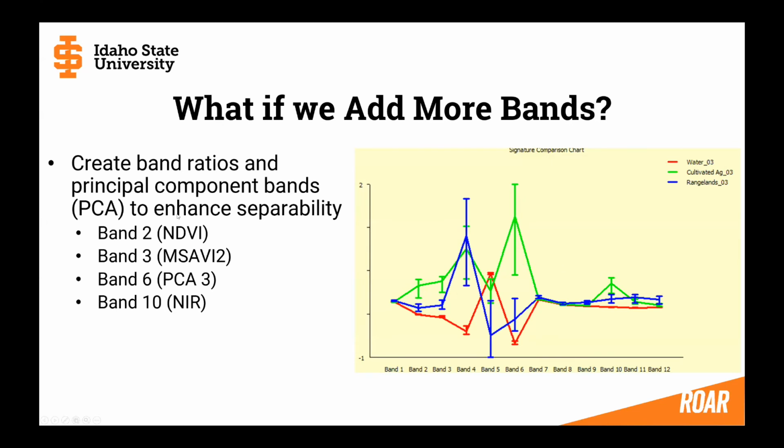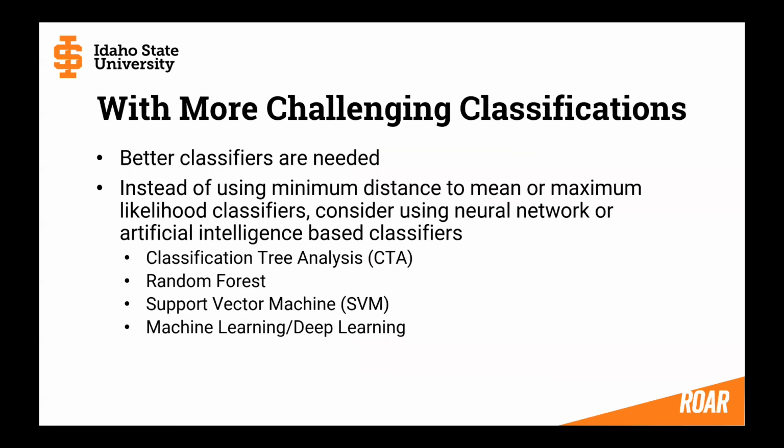But look at how much better separability we have with these band ratios relative to the raw bands. Even the one that had good separability before really doesn't separate them as well as some of these other ones do, PCA and the band ratios. Okay, so now whenever we have more challenging classifications, better classifiers are needed.